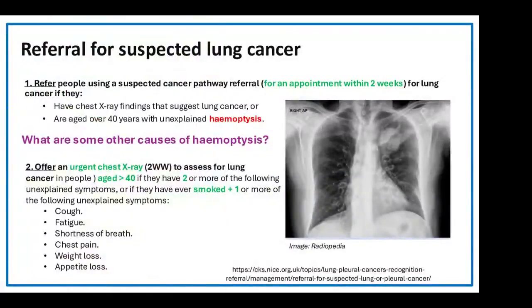So just a brief overview on the guidelines, and this is the NICE guidance for suspected lung cancer. The first one says to refer patients using the suspected cancer pathway. So this is usually an appointment within 2 weeks for lung cancer if they have chest x-ray findings that suggest lung cancer. So that might be a mass in the lung, or if they're aged over 40 with unexplained hemoptysis. So in that question, we know that that patient had a normal chest x-ray, but they had lots of risk factors for lung cancer, and a chest x-ray doesn't always show a lung mass, so there can be lots of false negatives. So a referral to the chest clinic would be appropriate.